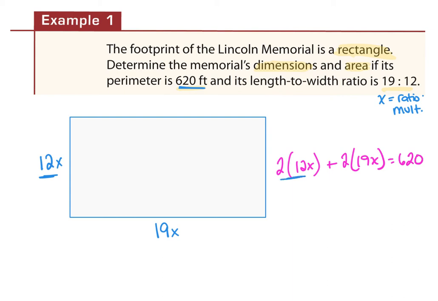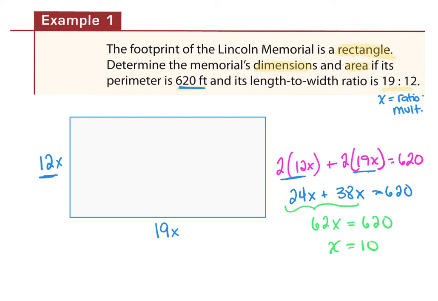So I'm going to say 2 times 12, that's 24x, plus 2 times 19, that's 38x, equals 620. I'm going to combine these guys, 24 and 38. And they were very nice to me, weren't they? X equals 10. All right, x equals 10.